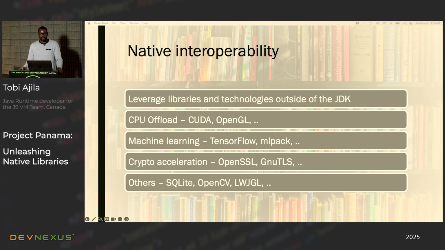Some common examples are libraries that enable CPU offload. So anything that allows you to offload computation to a different processing environment. CUDA, OpenGL, there's a few others. Machine learning libraries, quite common these days. So TensorFlow, crypto acceleration like OpenSSL. And there's other libraries as well that are very useful. So these are kind of reasons why you would want to interop with native libraries. But the issue is that pre-Panama, doing this was very difficult, and we'll take a look at why.